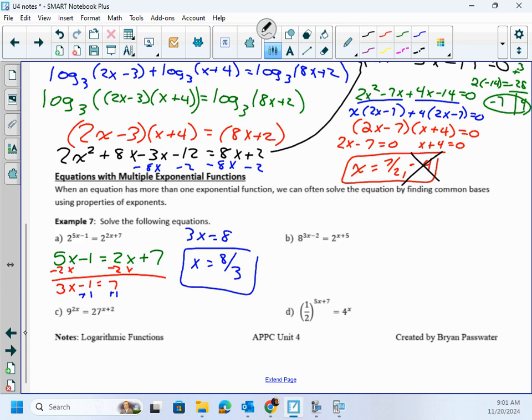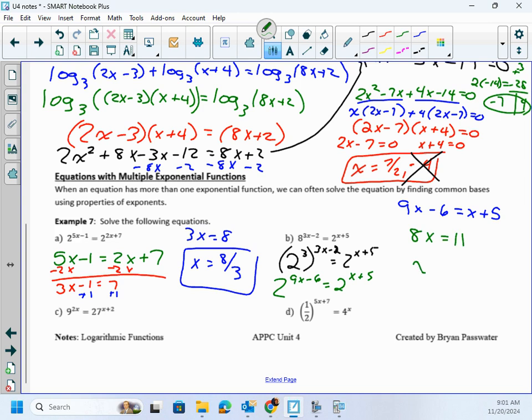Because, if you remember that 8 is 2 cubed. So 2 cubed to the power of 3x minus 2 equals 2 to the x plus 5. So this is going to be 2 to the 9x minus 6 equals 2 to the x plus 5. Power to a power, you multiply. Bases are the same, so you can ignore the bases and just write the exponents. So I can solve this. That's going to be 8x equals 11. So x equals 11 over 8.